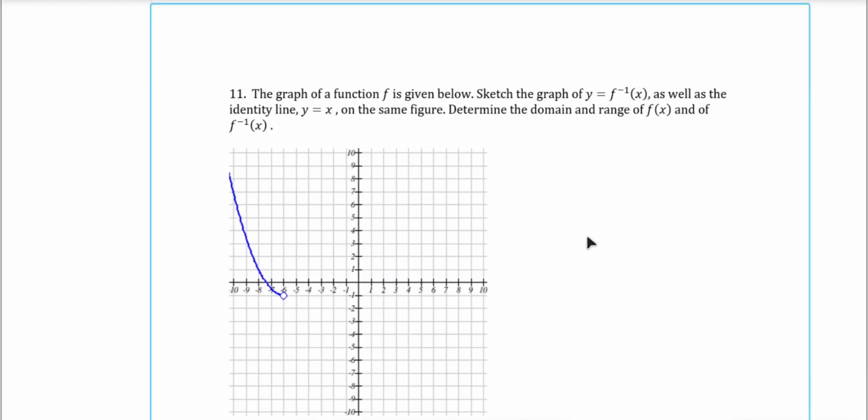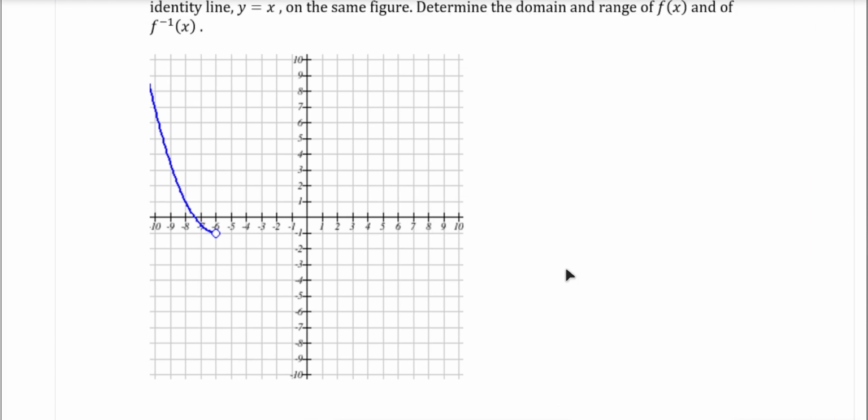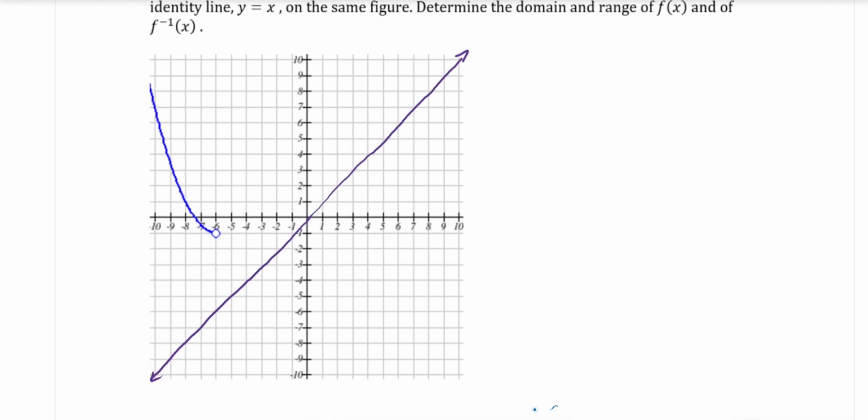Here's another one. We're asked to sketch this graph over the identity line. So let's plot the identity line first. And then we want to interchange the role of x and y. So here we have what looks like -6, -1. So we want to do -1, -6, and put an open circle there.